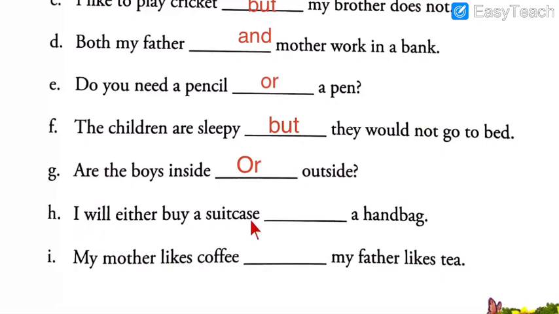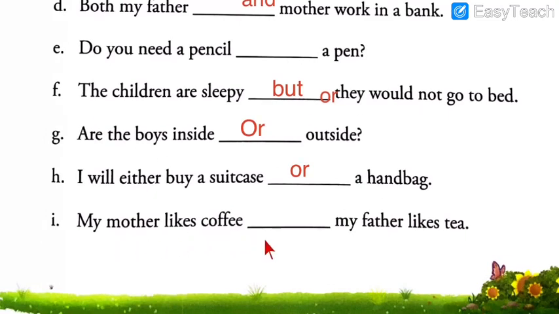Then sentence H. I will either buy a suitcase dash a handbag. Here always remember, whenever either is given, always or will come. Always with either, or will come. I will either buy a suitcase or a handbag. So you have the option. So these tricks you will have to keep in mind. This you will only get when you come to watch the online lecture. Time to time you send your homework. I will either buy a suitcase or a handbag. So handbag and suitcase are the options. Choice is given here. That is why or is used.